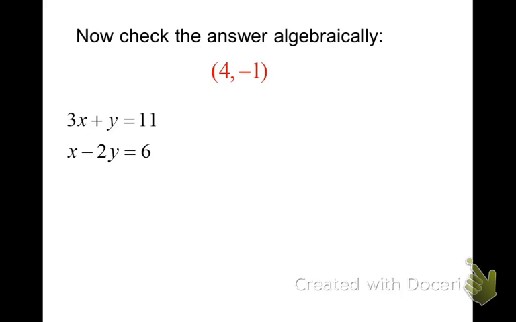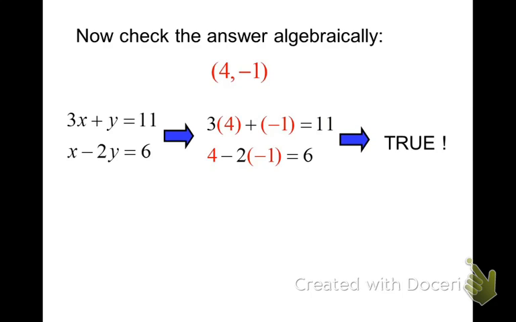When I check it, and I plug the 4, negative 1 into the top equation, 3 times 4 is 12, plus negative 1 is 11, and so it works in the top equation. When I put it in the bottom equation, I get 4 plus 2, because negative 2 times negative 1 is positive 2, so 4 plus 2 equals 6, and it works in both of the equations.